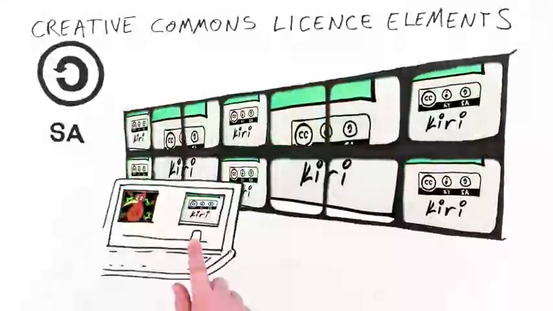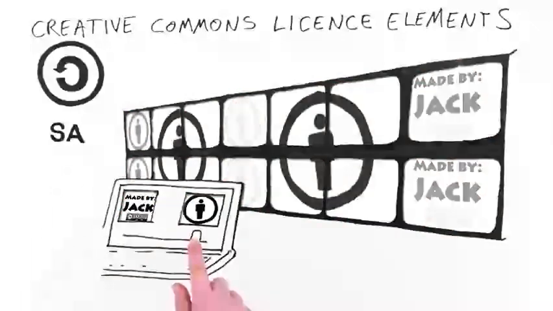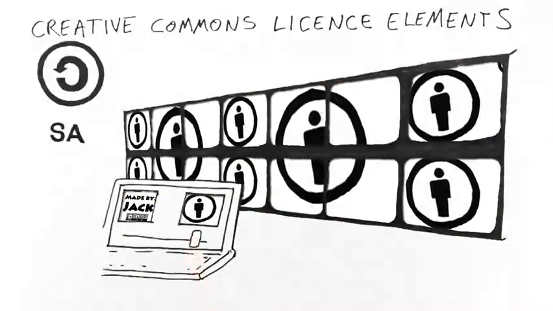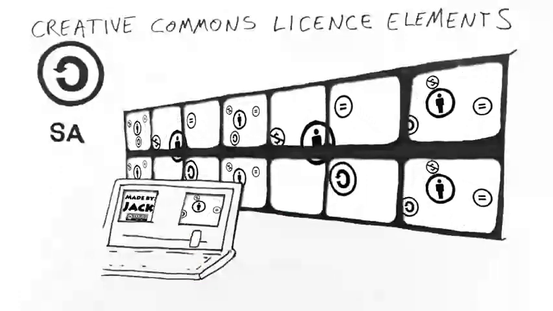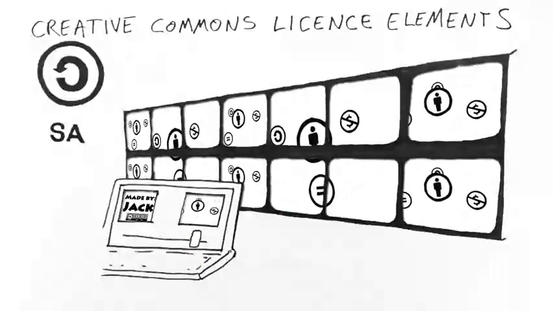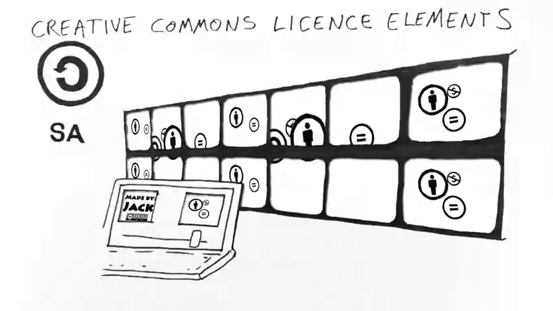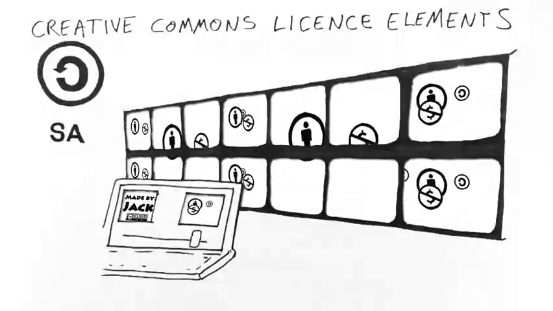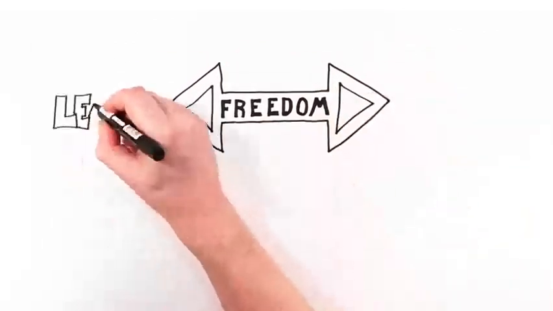Each Creative Commons license gives permission to share and includes the attribution rule. So people who find your Creative Commons licensed work are automatically allowed to share it, but are required to acknowledge you if they do. The other three license elements are optional, and you can choose which ones to add, if any. Here are the six combinations that make up Creative Commons licenses.